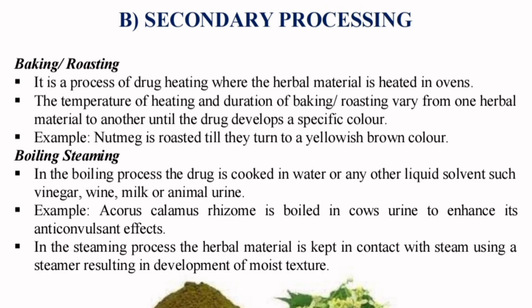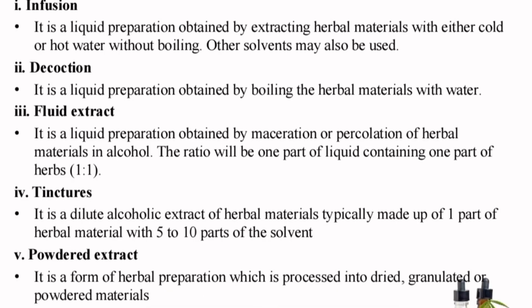development of a moist texture. Then under the secondary processing, there is infusion. It is the liquid preparation obtained by extracting the herbal materials with either cold or hot water without boiling. Other solvents may also be used. This process of infusion is nothing but the preparation of a liquid obtained by the extraction of certain herbal materials in cold or hot water. Then decoction. It is the liquid preparation obtained by simply boiling the herbal materials with water.